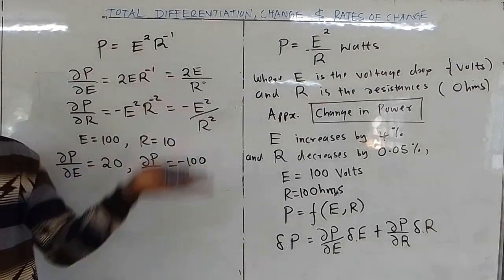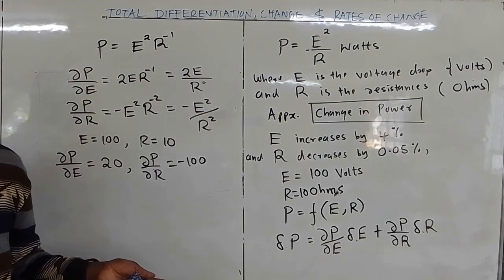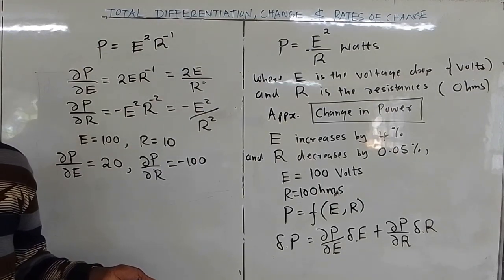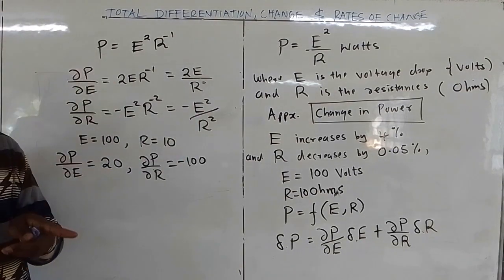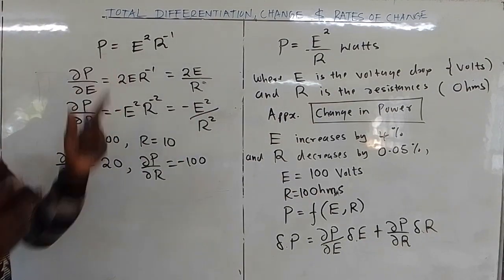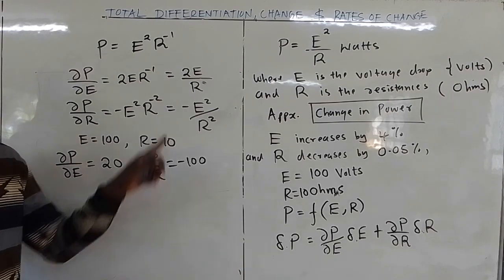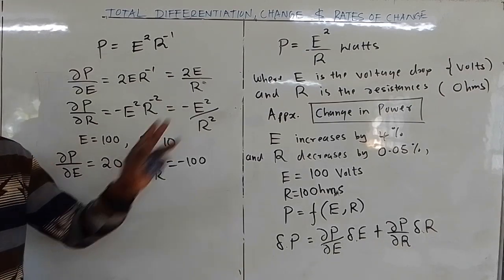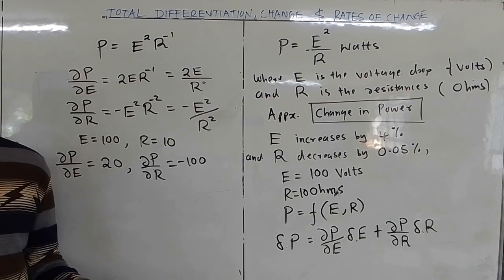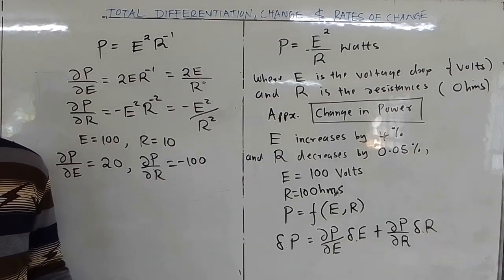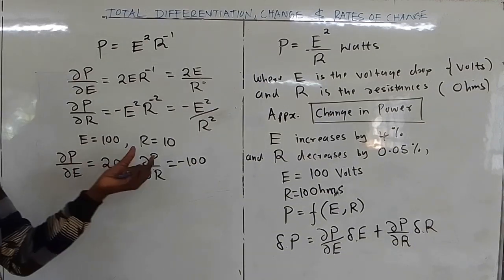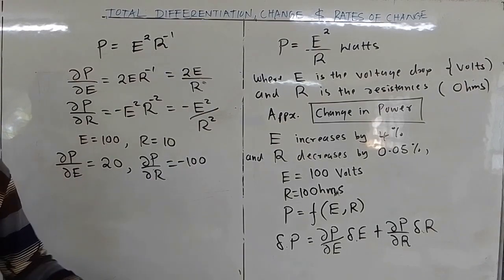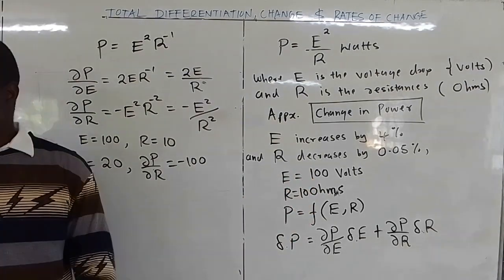Because the laws of indices is what I'm using. What do you have? E squared over R squared is just E over R, everything squared. 100 over 10, that is 10 squared, 100. Then negative is outside. Negative is not part of E squared, isn't it? So you get negative 100. Isn't it? Good. So we found partial P with respect to E, and partial P with respect to R, because we were given the values of E and R.